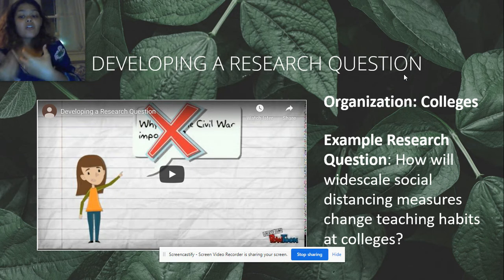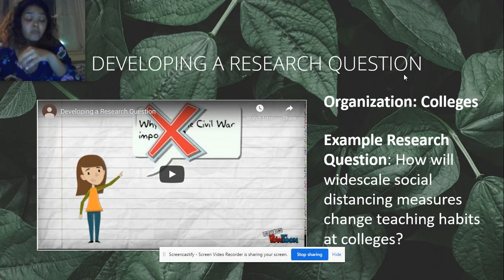So there are a few key components here, right? So I'm acknowledging that there's a specific cause and effect relationship that I want to look into. So social distancing and teaching habits. I'm acknowledging a specific subset of habits within the organization. So I'm not looking at administration habits or finance habits or learning habits. I'm looking at how people teach and what habits exist around that. So for background information, I might need to know how many faculty are present at my college.